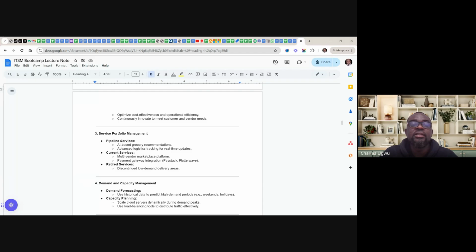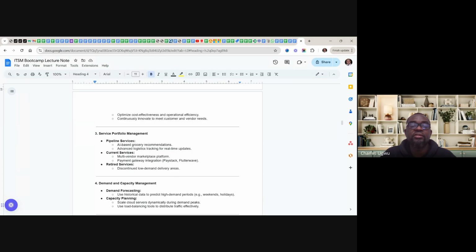That's AI grocery recommendation, and advanced logistics tracking for real-time updates, the kind of logistics where you can see the driver in real time, where they are, from your mobile application as a customer. Current service: multi-vendor marketplace and payment gateway. We have Paystack and Flutterwave.